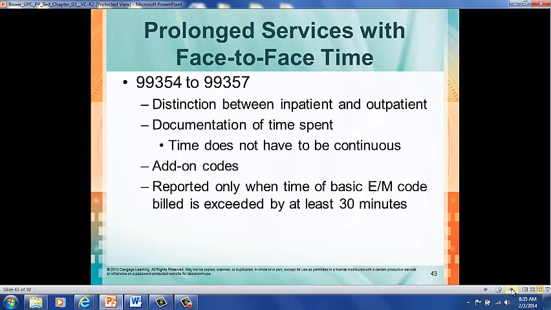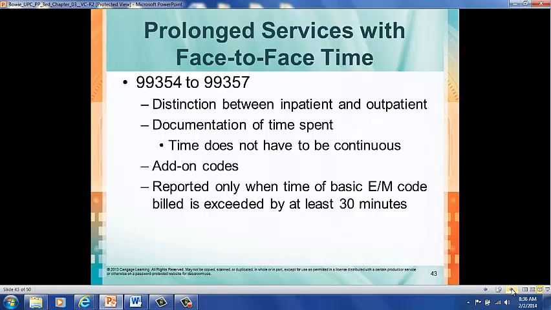The first subcategory of the prolonged services codes comprises code range 99354 through 99357, prolonged physician service with direct face-to-face patient contact, used when face-to-face time with the patient exceeds the normal service time reported in an inpatient or outpatient evaluation and management code. This code range is further subdivided into inpatient and outpatient settings.